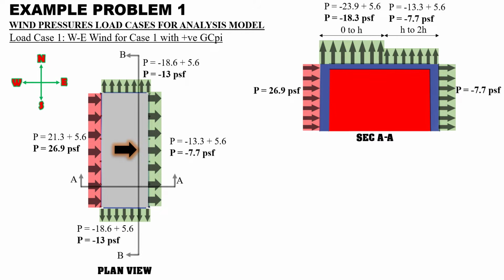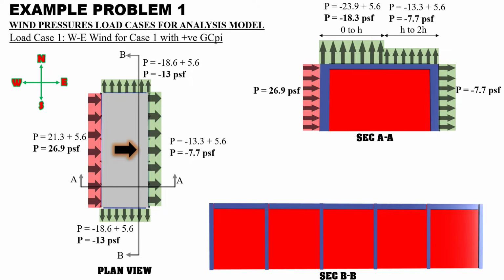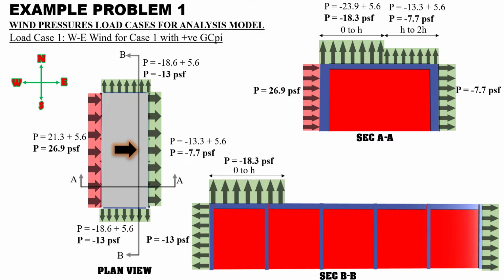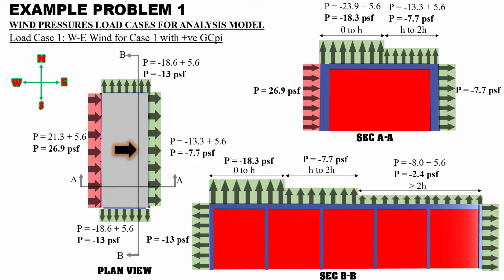When we cut a section BB, this is the section view, and these are the side wall pressures and roof pressures region wise. Here we can see that all 3 regions can be seen, and pressure gradually decreases.